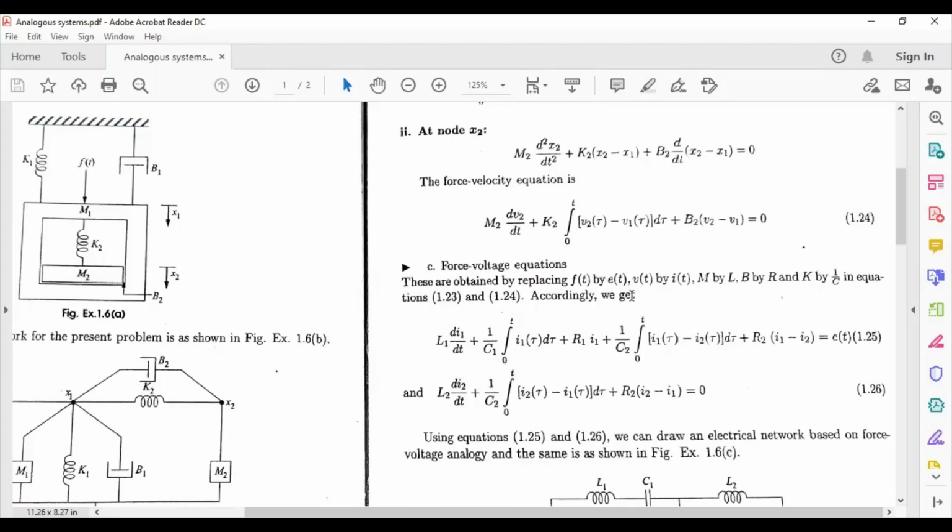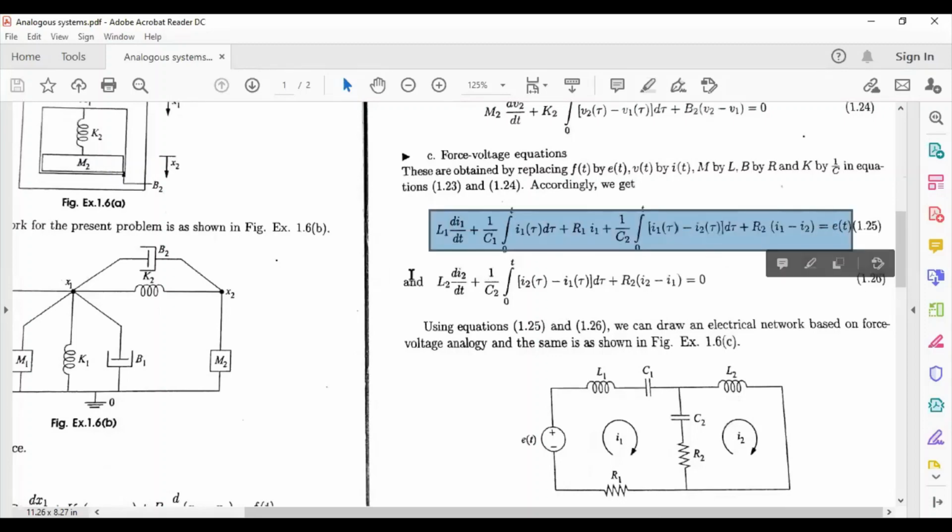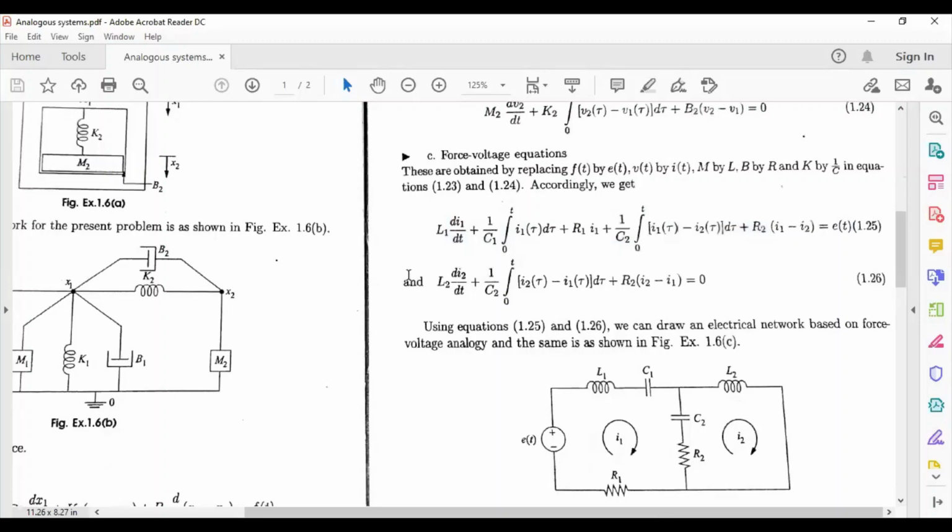Sorry for the interruption. Then upon replacing all these elements, M is replaced by L, so M1 goes as L1. Similarly, B1 goes as R1 and B2 goes as R2. Like K1 goes as 1 by C1 and K2 is 1 by C2. So replace all these elements, you will get the electrical equation. So you get one electrical equation, and this equation will tell you how the force voltage analogy can be used to draw the electrical circuit.